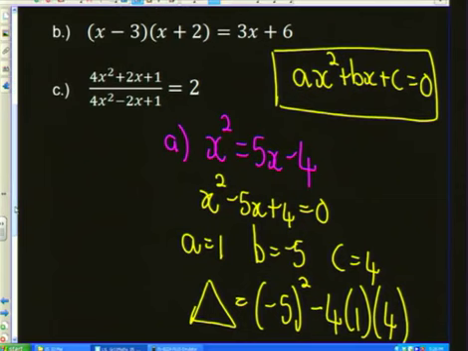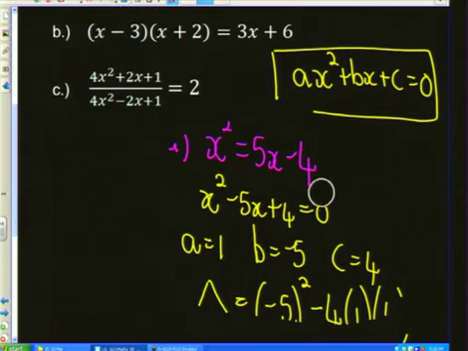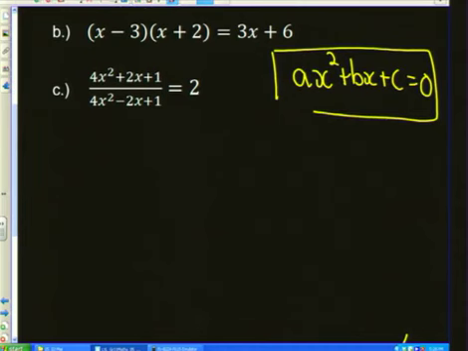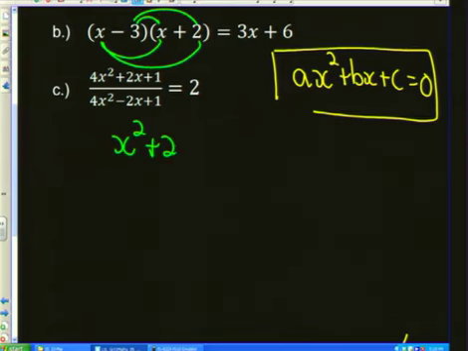So let's just get some space here. I don't want to move too much off where we are so we can see what's going on. So let's take a green pen. There we have it. We want to get it to look like that. So the first thing I'm going to do is multiply this out. Okay, and if I do that, x times x is x squared. Then if I times x by 2, I get plus 2x minus 3x minus 6 equals 3x plus 6.